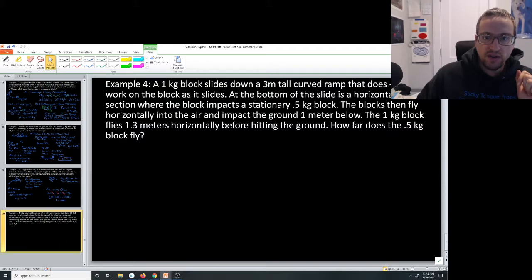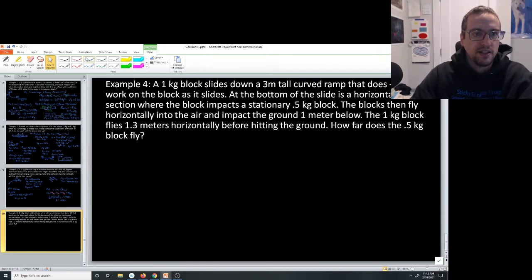All right, last one here. Okay, we got the ramp again. This time it's not frictionless, but I told you about the work here.